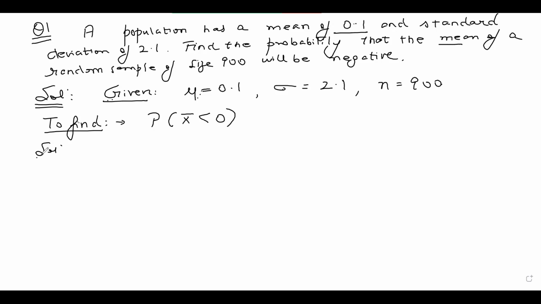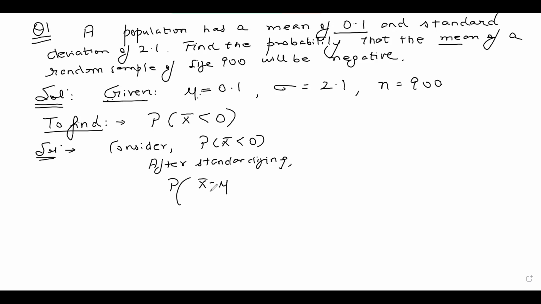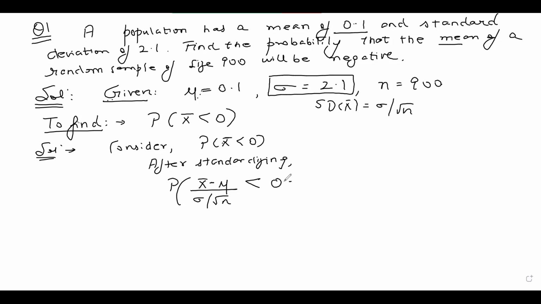Now, if I quickly standardize this, consider probability of x bar less than 0. After standardizing, we all know the standardizing procedure. You subtract from x bar its mean and you divide by the standard deviation of x bar, which is sigma by root n. Remember, sigma is the standard deviation of the population. Standard deviation of x bar is sigma by root n. So this should be less than 0 minus mu over sigma by root n.